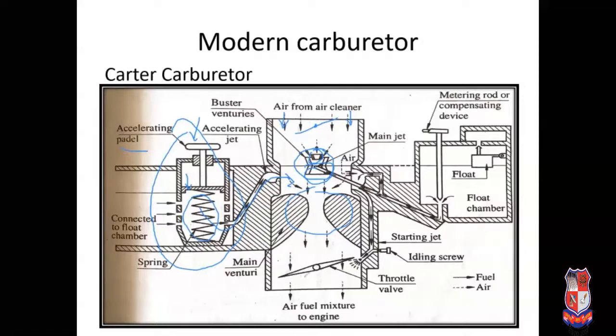Okay, now next, that is the idling condition. In the idling condition, there is an additional passage over here that is called the idle port. During the idling condition, the throttle valve is nearly closed. So whatever suction is created is created in this area. Suction pressure is created in this area, so more fuel is supplied from the idle port during this idling period. That is how we can get the rich mixture.